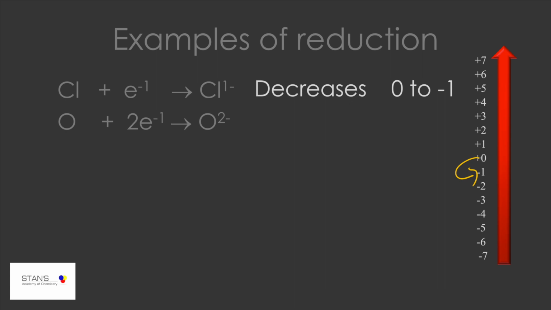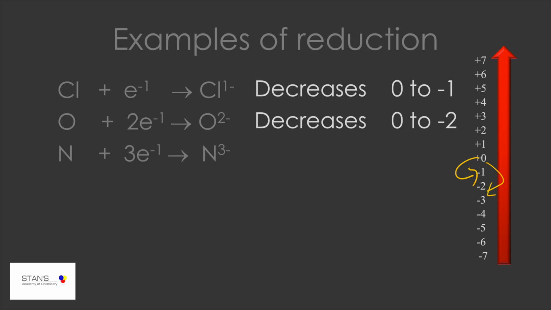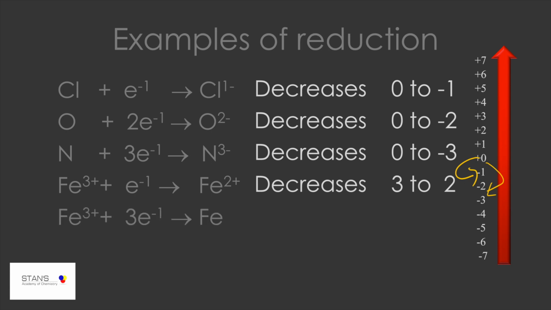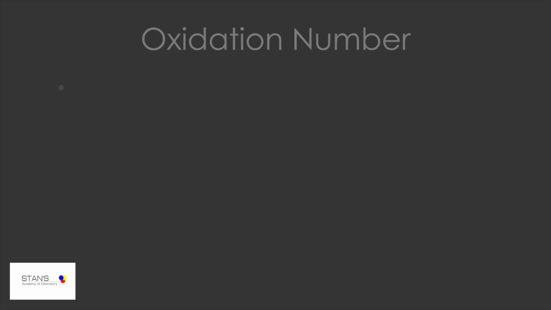Oxygen gains 2 electrons and changes into the oxide ion. There is a decrease in oxidation number from 0 to -2. Nitrogen gains 3 electrons and forms the nitride ion, and the decrease is 0 to -3. Fe3+ gains 1 electron and changes into Fe2+. The oxidation number changes from +3 to +2. Fe3+ can gain 3 electrons and change into Fe with 0 oxidation state. Therefore, there is a decrease in oxidation number. Again, the process is reduction.